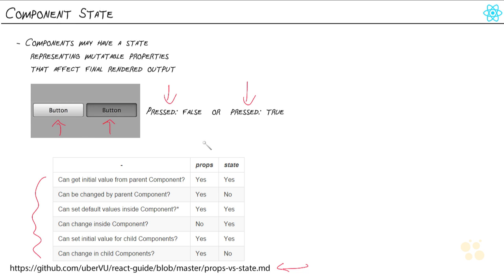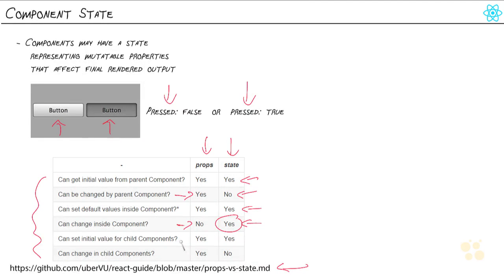So props versus state. Can they get their initial value from the parent component? Yes, both of them can be set initially by the parent. Can they be changed by the parent component? Well, props is yes, but state is no. So here's the first big difference between the two. State is sort of like a private property bag. It can only be changed by the component itself, not by its parent component. Can it get its default values inside the component? Yes. Can it change inside the component? Again, here we have a difference. Now state can be changed inside the component, but again, our properties are meant to be immutable.